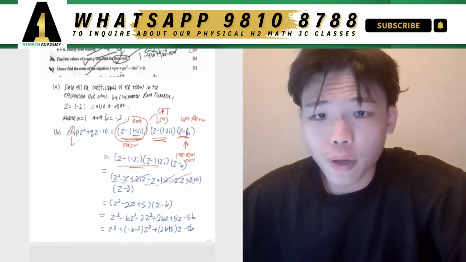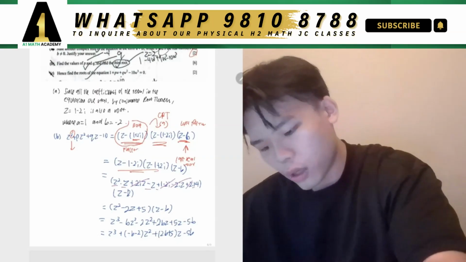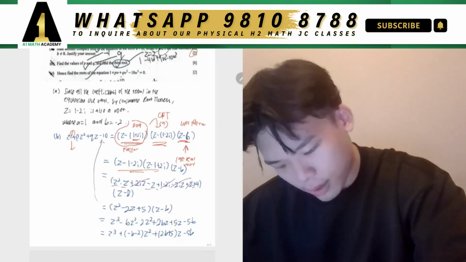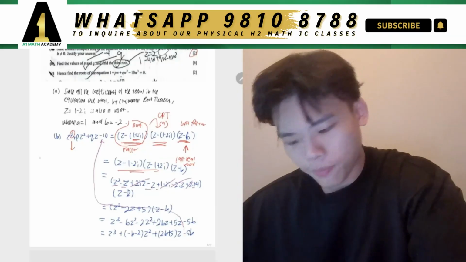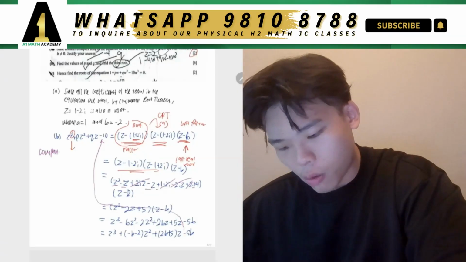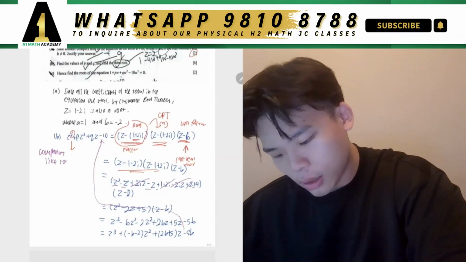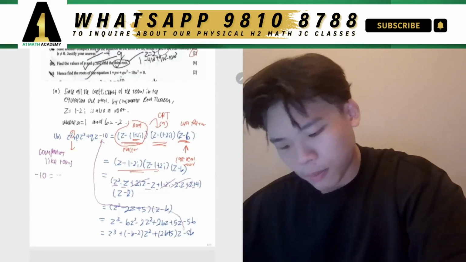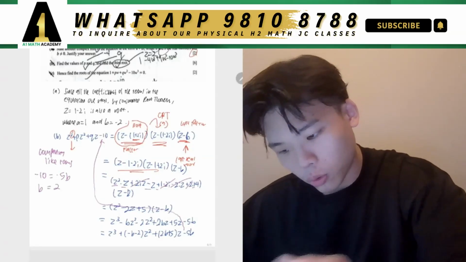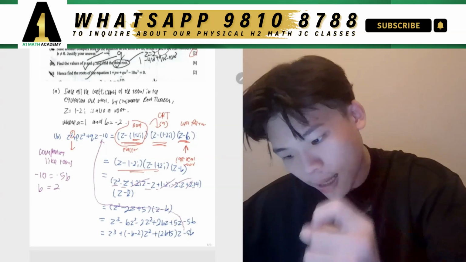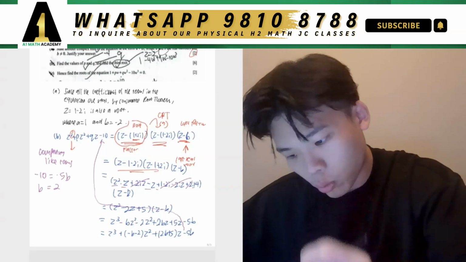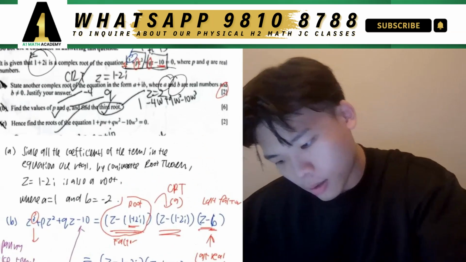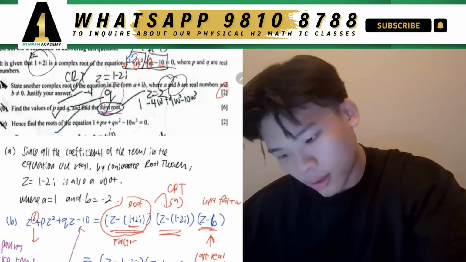So from here, it's very simple, right? We just need to compare the coefficients because we know that the constant minus 10 is essentially minus 5b. So comparing our like terms, minus 10 is minus 5b. We get that b equals 2, right? As simple as that. So the last root over here is actually 2, the third root. The third root over here would be z equals 2.